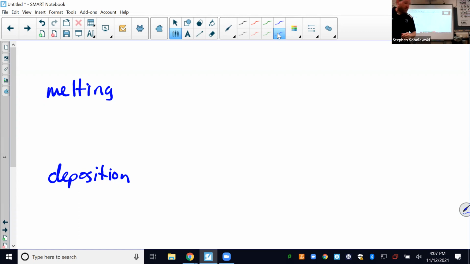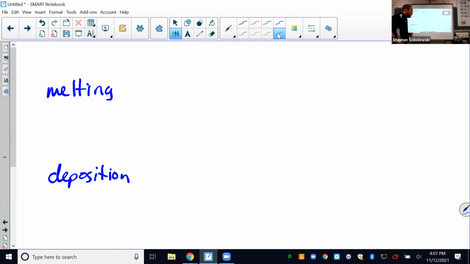Deposition. In deposition, particles are changing. This is one where it skips liquid. They're going from gas all the way down to solid. So the particles go from fast to slow. To do this, they must release energy to slow down. Therefore, deposition is exothermic.